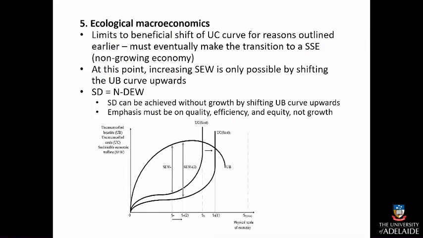Which is why ecological economists talk about the need to make the managed transition to a steady state economy, because we're going to get a steady state economy whether we like it or not. So either we do it in a nice managed way or it's imposed upon us by Mother Nature, which would be a lot nastier. And in fact, it doesn't have to be nasty at all if you manage it properly, because as long as you're shifting the benefit curve up, you can have increases in sustainable economic welfare without growth. Which, of course, means an emphasis on quality, on equity, and of course, efficiency.